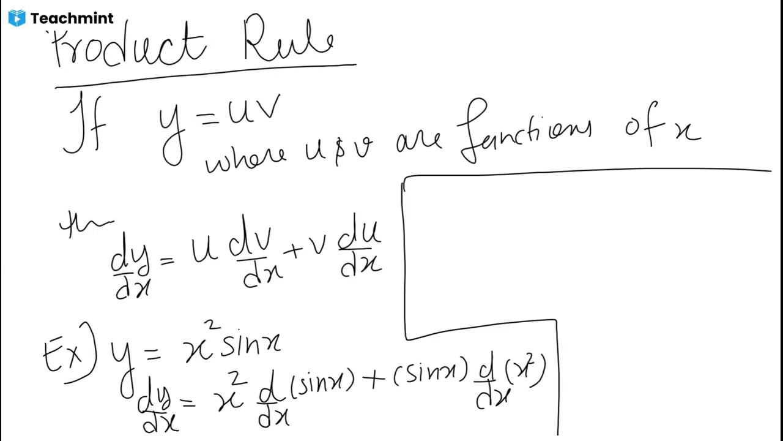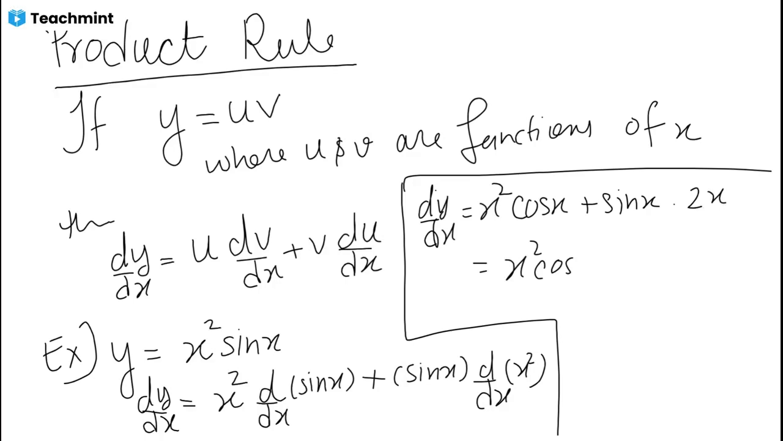Now dy over dx is equal to x square, and derivative of sine x is cos x, plus sine x, as such. And now apply the power rule here, that is 2x. So x square cos x plus 2x sine x. This is the required differentiation. The derivative of x square is 2x. So in this way, we can differentiate the product of two functions.